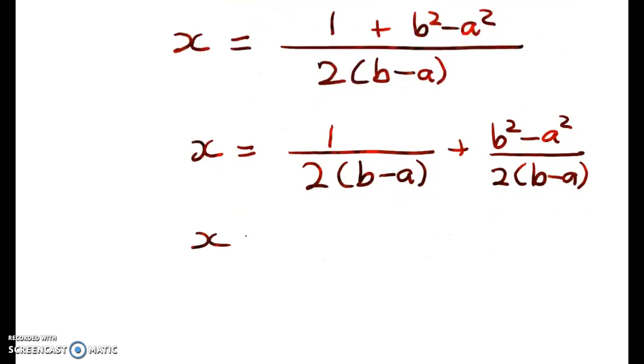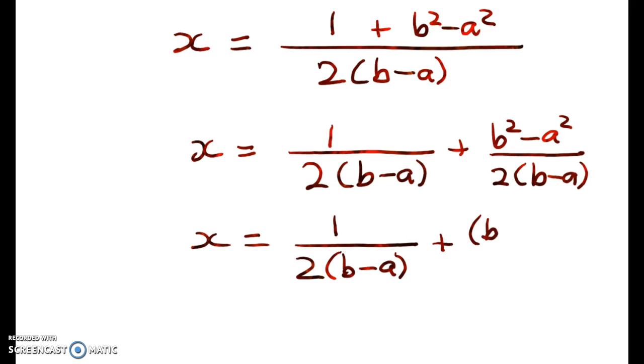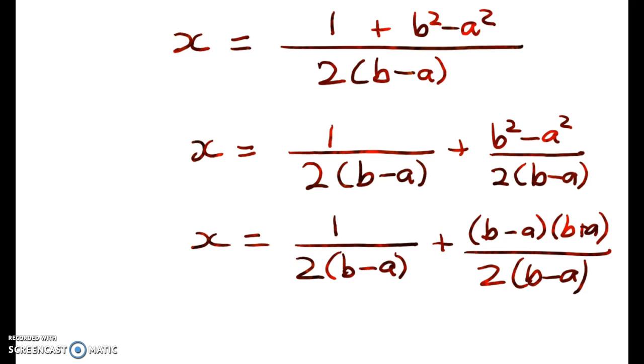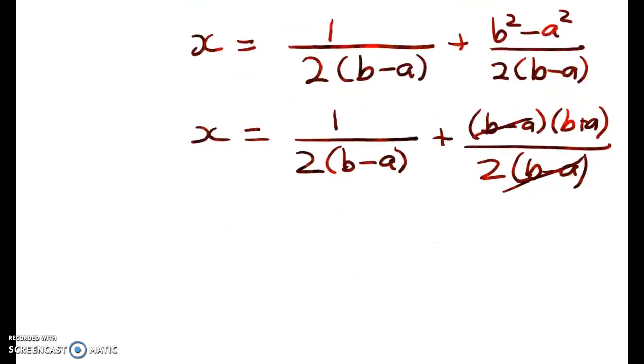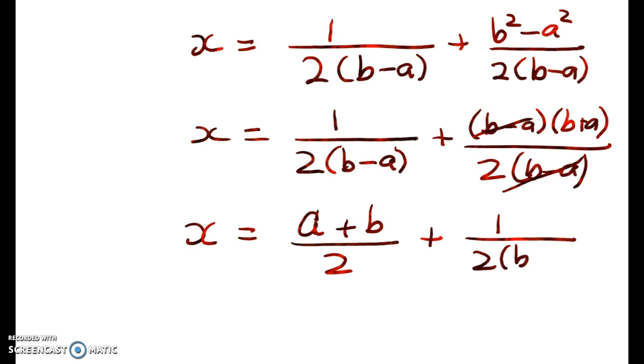And if you're watching this excellence video, you should have spotted the difference of two squares popping in there some time ago. So we've got b minus a, b plus a over 2 times b minus a, and that simplifies. So we probably could get away with leaving it like that, but it's much nicer to write it out exactly as we needed it. So that's a plus b over 2 plus 1 over 2 times b minus a, as required.